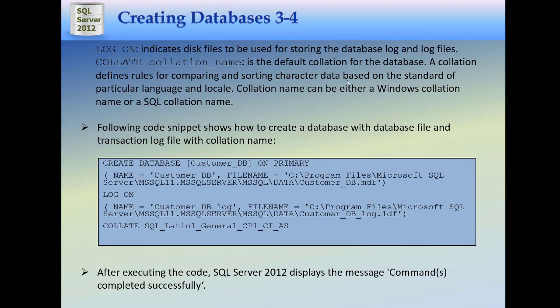Now, collation. A collation defines the rules for comparing and sorting character data based on the standards of a particular language and locale. And the collation name can either be a Windows collation or an SQL collation name. This is defining how we are going to store the character set. Is it using UTF-8? There are quite a number of collations. We'll see this as we go about it. So we have an example here.